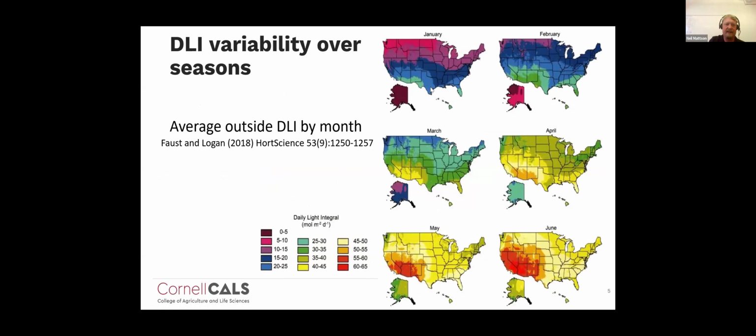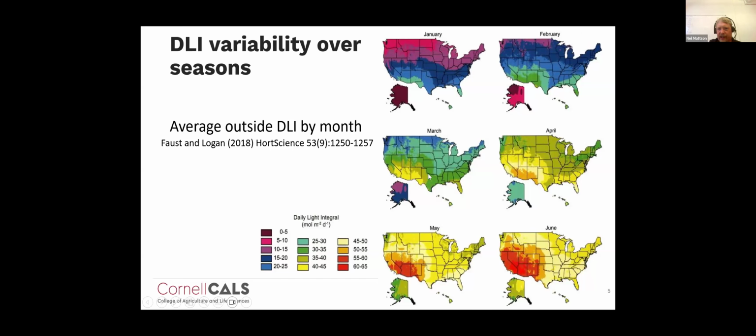And you may have all seen this graph before as well. Faust and Logan have a daily light integral tool, and you can go online and enter your zip code and see what average daily light integrals are over the course of the year for your own zip code. But just to make the point that especially the northern half of the US has much lower light in the wintertime. So in January, regions are getting 5 to 10 moles of light outdoors on average, or 10 to 15 moles on average.